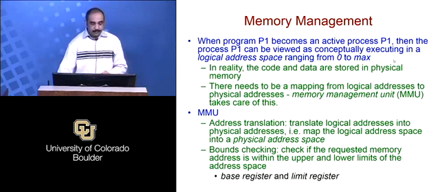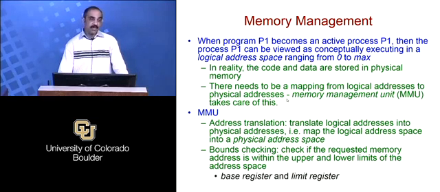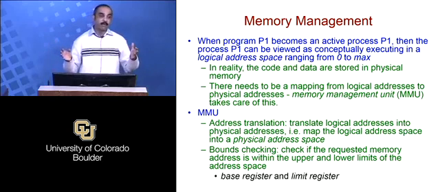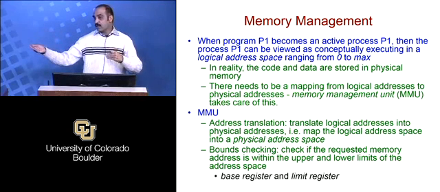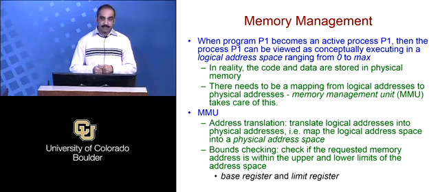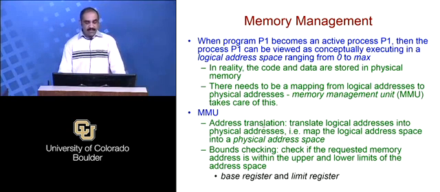In reality, the code and data are stored in physical memory. So there needs to be a mapping from logical address space to physical address space. This is done by a component called the MMU, or Memory Management Unit. The job of the Memory Management Unit is to take a logical address and produce a corresponding physical address. So the MMU does address translation, translating logical addresses into physical addresses.